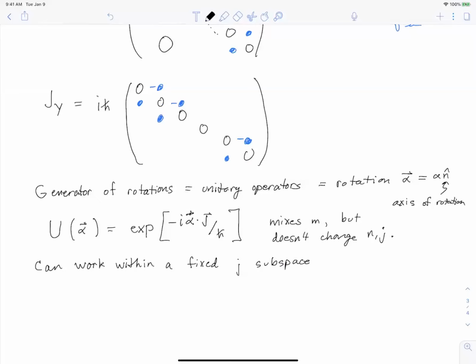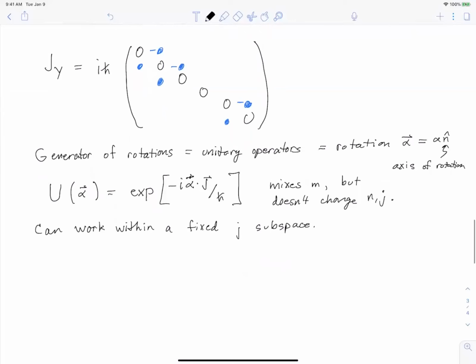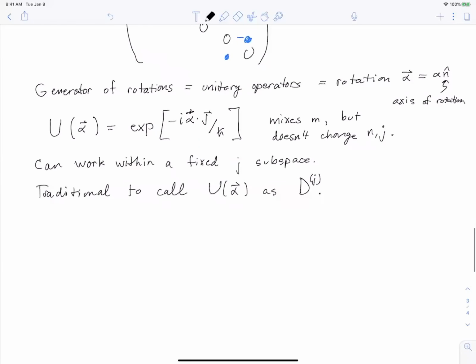Okay, and it's traditional to call these unitary matrices D, for some reason I don't know. So it's traditional to call U of alpha as D, and then it's got a little label on it, j, to tell you what j subspace you're working in. Once again, we can do this once and for all and apply it to any physical situation for different values of j.